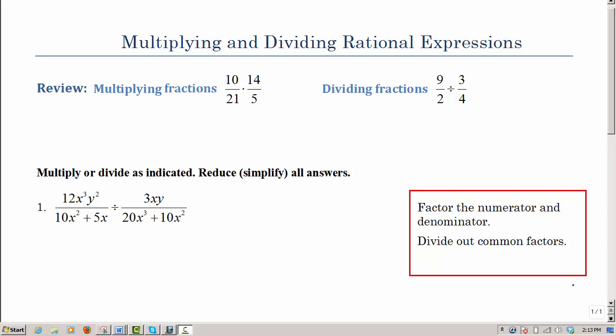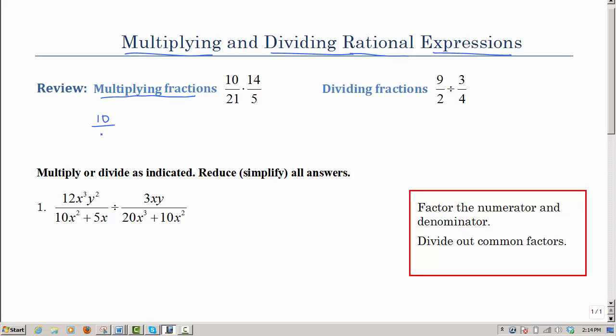In the last lesson, we looked at how to reduce rational expressions. Now we're going to multiply and divide rational expressions. The good news is those two lessons are almost exactly the same. Let's just review how to multiply fractions.